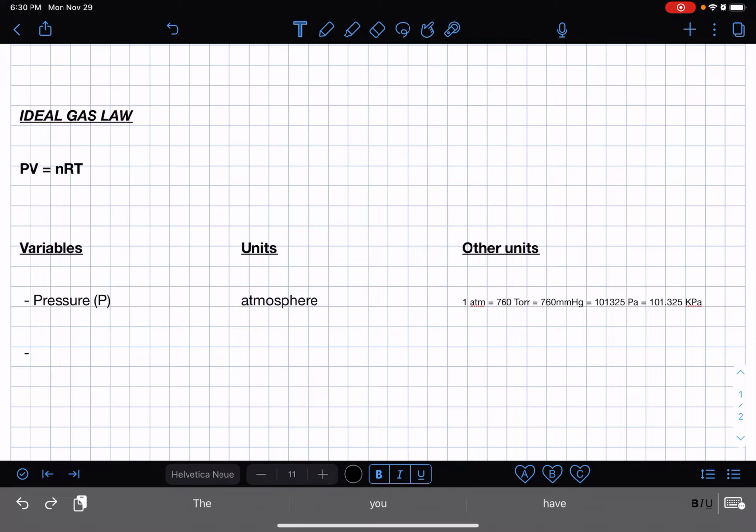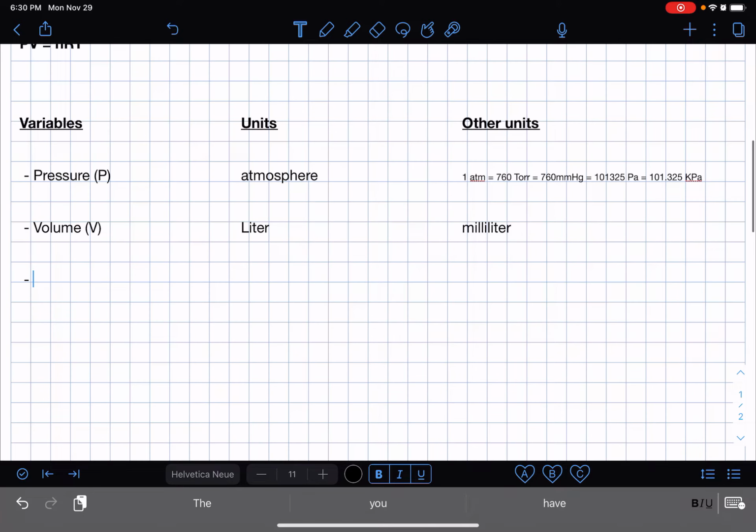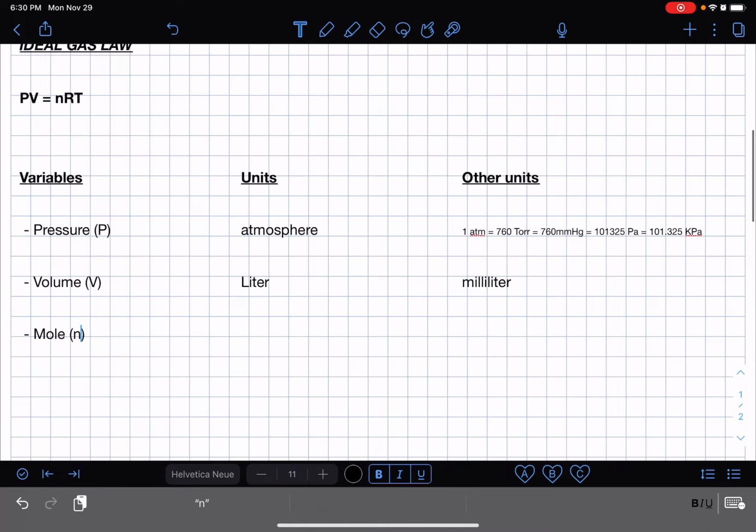Moving on, we have our second variable, which is V. It stands for volume. Abbreviation is V. For the unit of volume, the main unit is liter. And for other units, we have milliliter. For mole, that is our n. So PV = nRT.